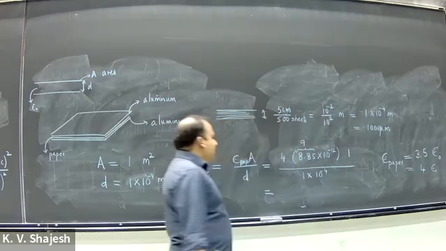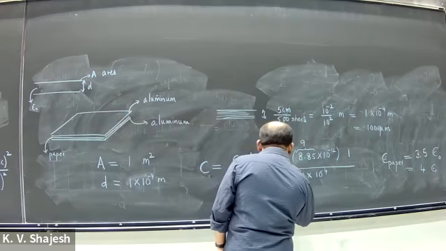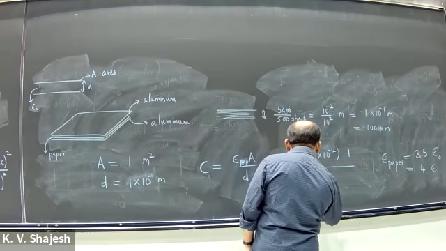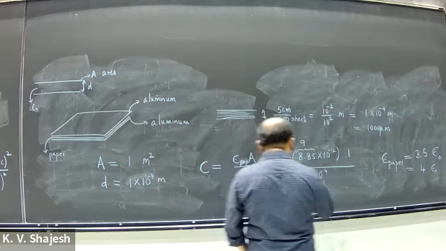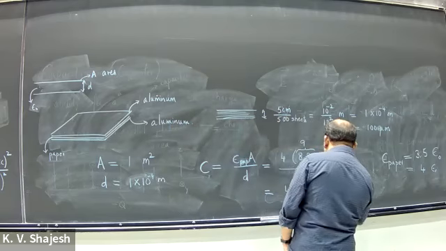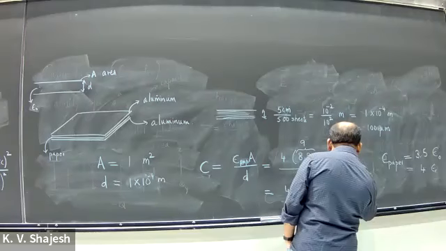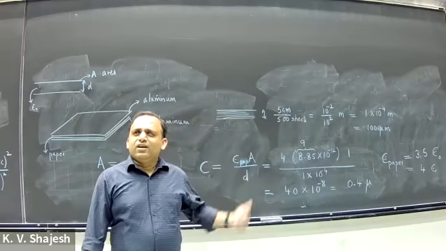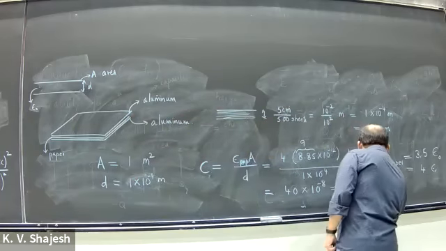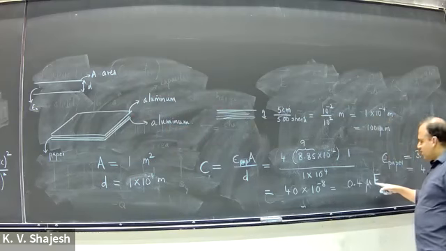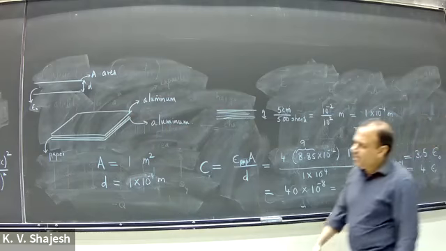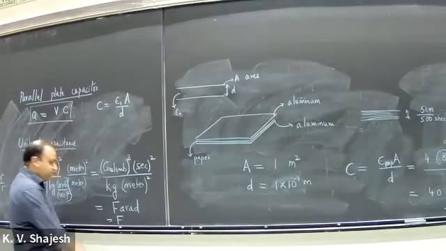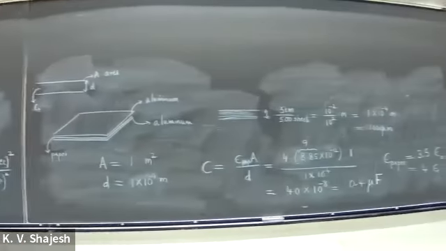So 9 into 4, 36. 36 is 40. So that's 40 into 10 raised to minus 8. So put two of them in here for the decimal. So this is 0.4 micro. A unit for capacitance we said is farad. So that's farad. Now, of course, a farad, the unit farad, that's a symbol. You say it's farad. So that's how we will work with.